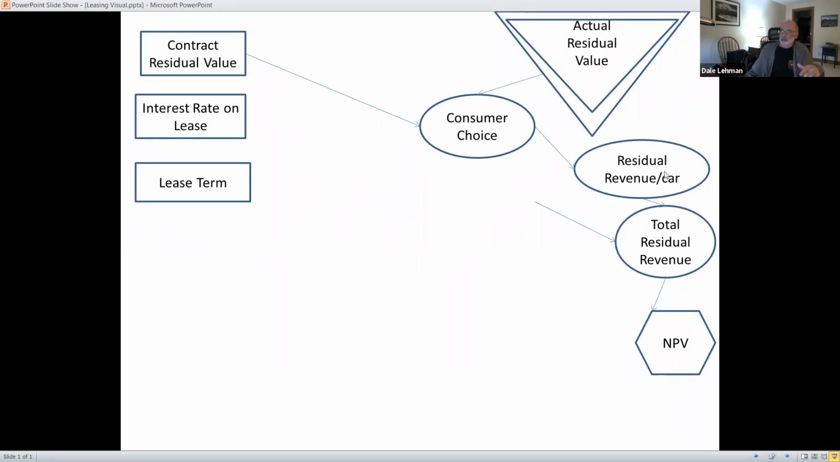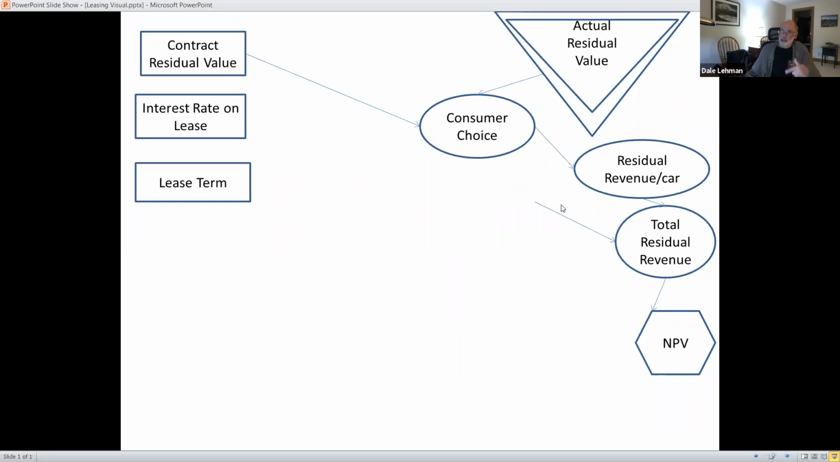What determines the residual revenue we get for each car? Well, consumers will determine that by making a choice. And their choice is going to look at two things: what is the contract residual value, and what is the car actually worth at the end of 3 years? Based on looking at those two things, the customer will make a choice. Based on the customer's choice, I will get some amount of residual value, which is either the actual residual value, or what was on the contract. I'll get one of those two numbers.